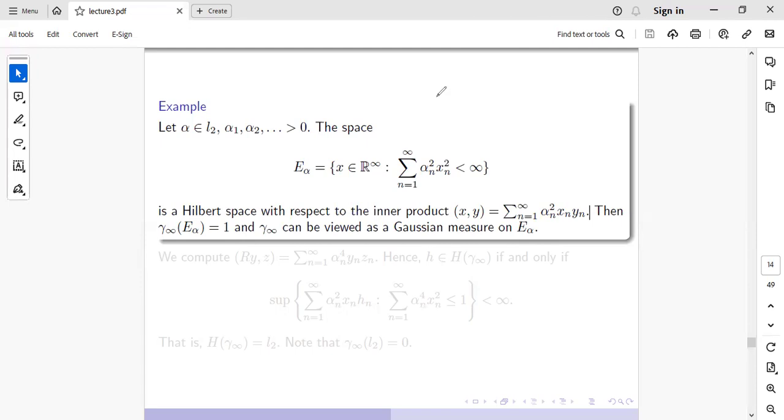This is a consequence of convergence of alpha. This series is convergent, and we can represent it as the sum of alpha squared times the integral of xn squared. Because this integral is 1, this is finite. If we interchange sum and integration, we obtain that for almost all x, the series is convergent. Which means that the measure gamma infinity is concentrated on E alpha, so it can also be viewed as a Gaussian measure on a Hilbert space.